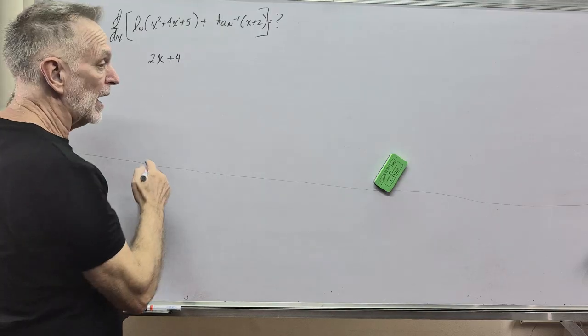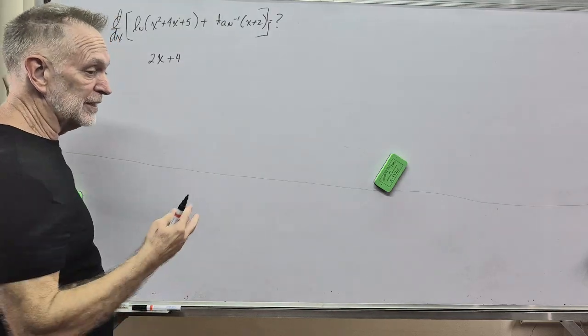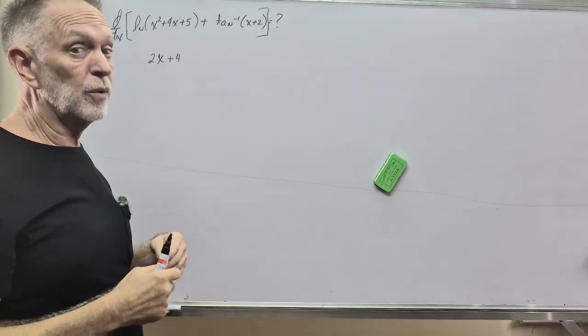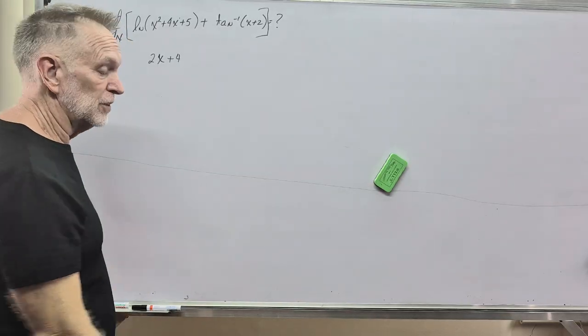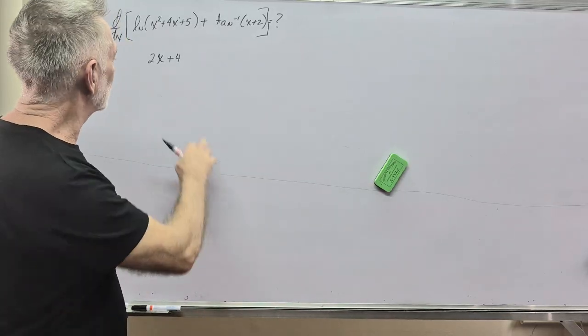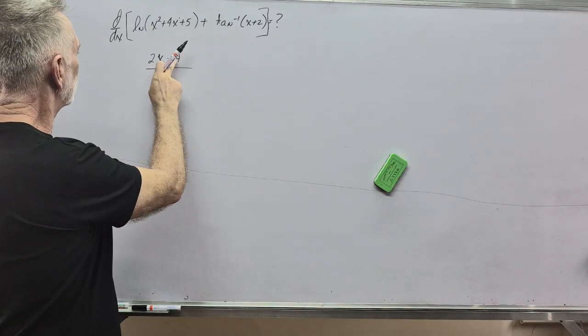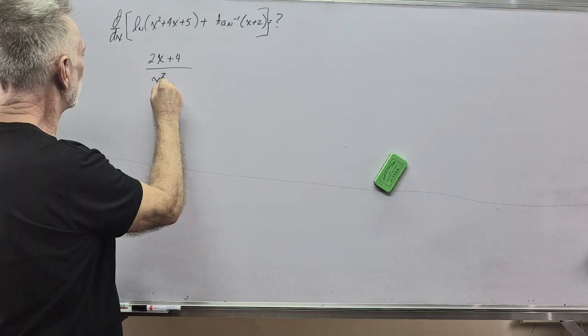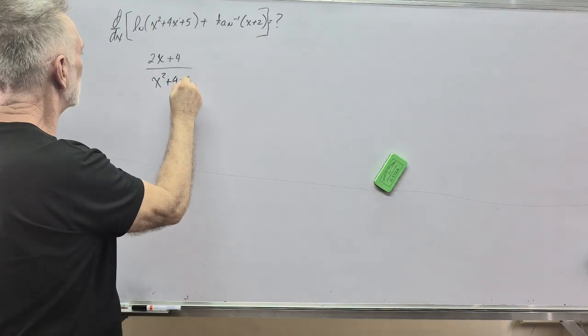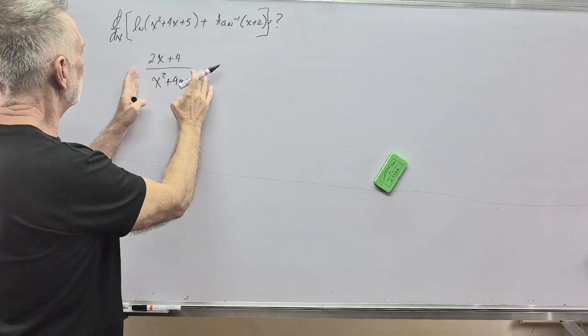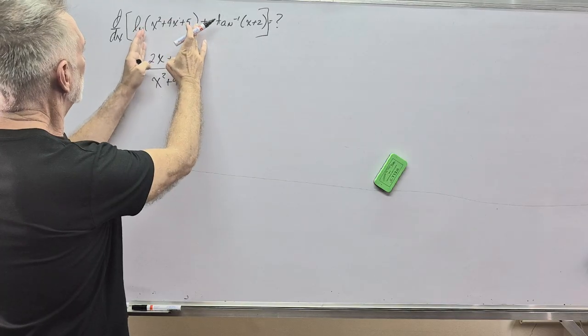x to the 1 minus 1 is x to the 0. Any number to the 0 is 1. If you say 0, I'm coming to your house. All right, so that's the derivative of the function over the function. Okay, that's the derivative of natural log of that item right there.